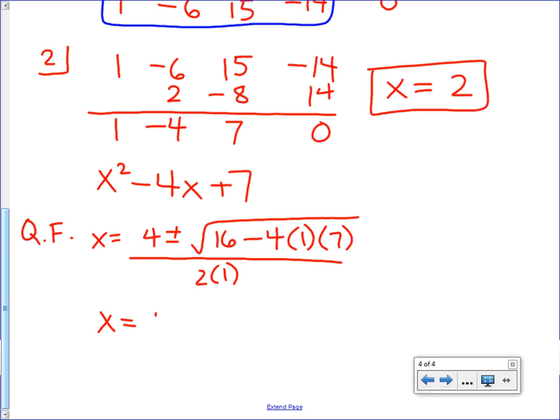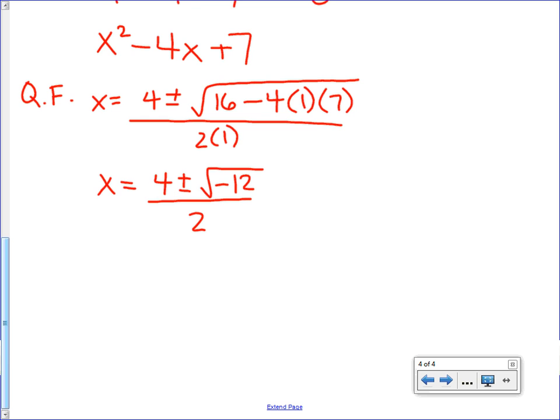And then we just simplify so that we can write our final answer as nice and simplified. So 16 minus whatever 4 times 1 times 7 is, which is going to be 28. So 16 minus 28, which will be negative 12 over 2. To simplify this even further, let's deal with that negative 12 under there. So x is going to equal 4 plus or minus. We know we're going to have to take out an i. We're also going to split that root 12 into a root 4 root 3, right?